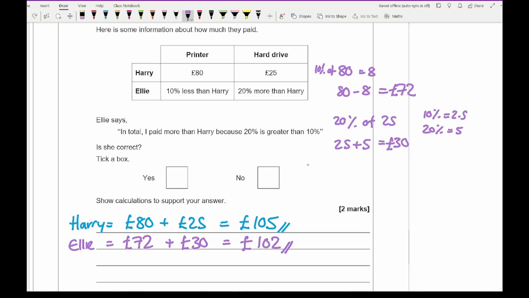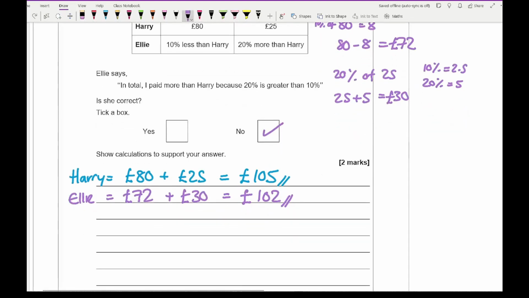So did Ellie pay more? The answer is no. And you could say something along the lines of that Ellie paid £3 less than Harry.